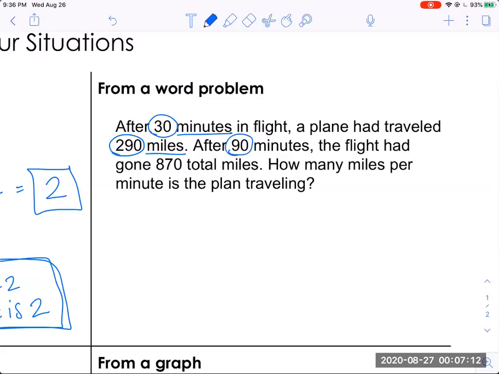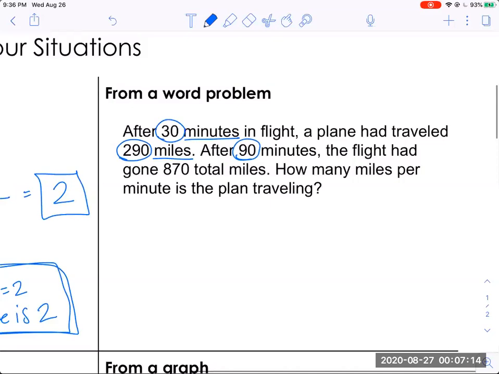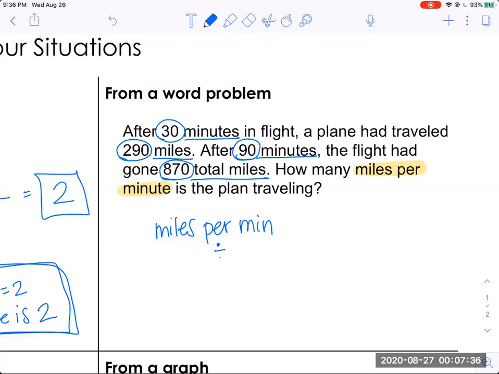And after 90 minutes, the flight had gone 870 miles. And they give us a clue here in the question. It says how many miles per minute is the plane traveling? So they want to know miles per minute. This word per means division. So what they really want to know is miles divided by minutes.